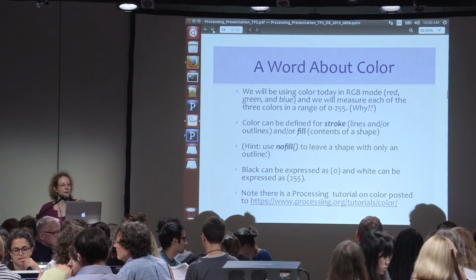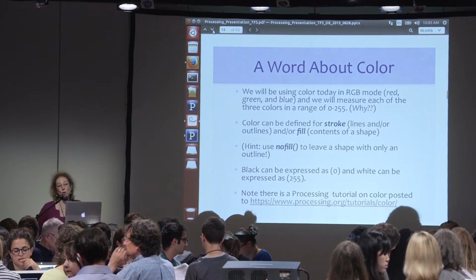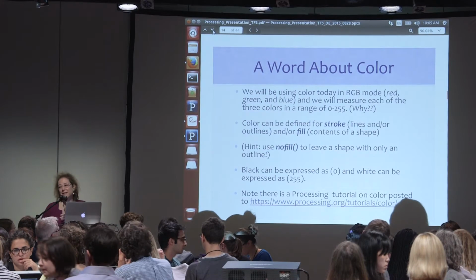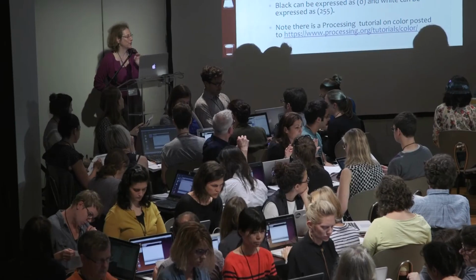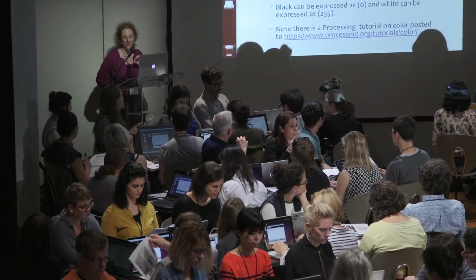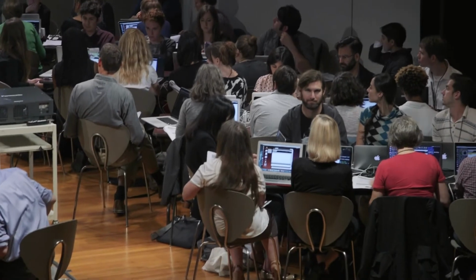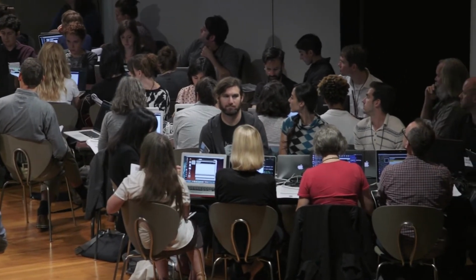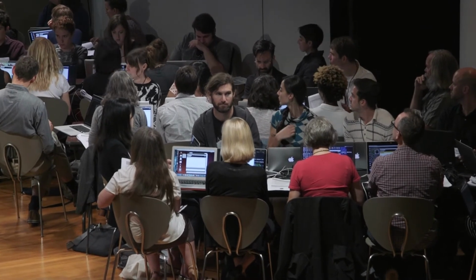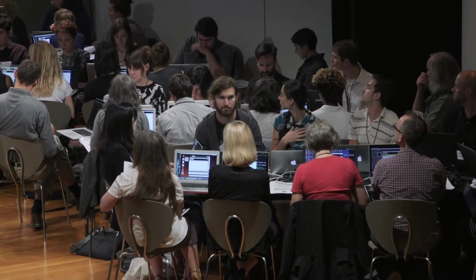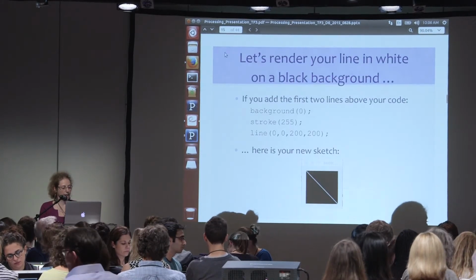The significance of the 255 is that 0 to 255 is actually 256 options. This reflects the fact that we are in the computer world. 256 is a power of 2. So you'll see lots of things where we are working with powers of 2. Black can be expressed as 0. White can be expressed as 255, the maximum on all colors mixed together.